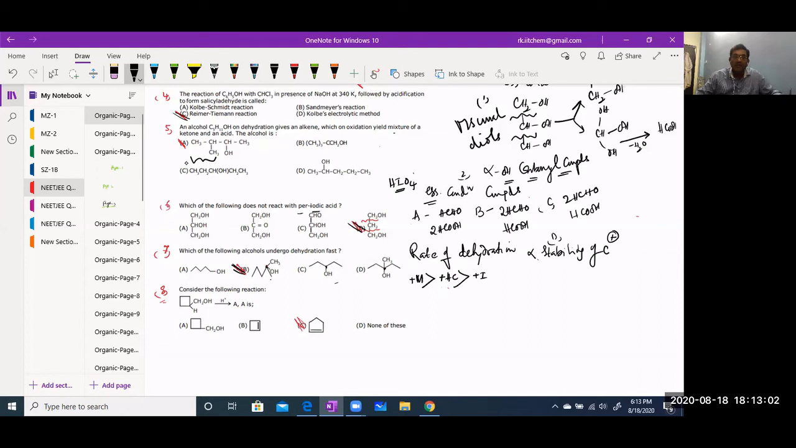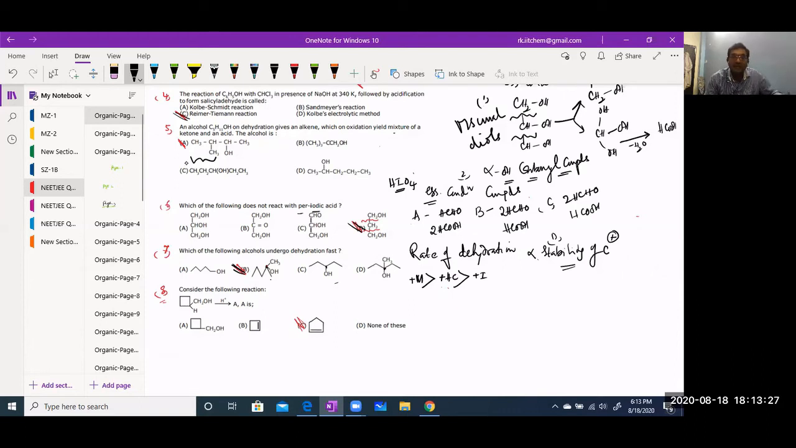That depends upon the bulkiness of the alkoxide, right? So this is one of the most important aspects, because the second compound is going to have plus I and more hyperconjugative effects due to 2 methyl groups. That's why it undergoes the fastest rate of dehydration.